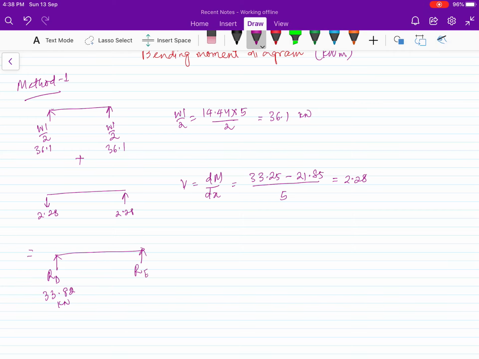For RE, similarly you will have the other span, so RE and RF. Here also you will get 33.82, and here you will get 36.1 plus 2.28 because the directions are the same, upward. So you will get 38.38. Same for here also. So if you add at RE, you will have 38.38, 76.76 kilonewton.